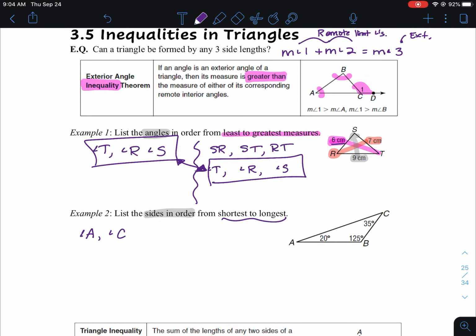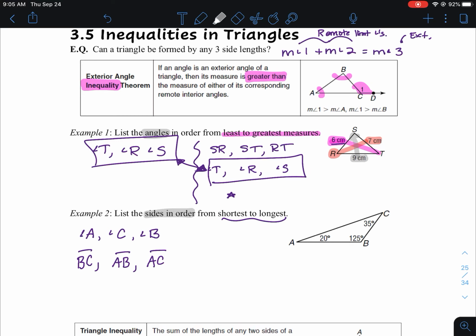Angle C is the middle angle, and then angle B is the largest, coming in at 125 degrees. We can use the same concept we did over here. If it's angle A, then BC must be the smallest side. Since C is my next angle, I did not use A or B. And since B is my largest angle, that means AC.